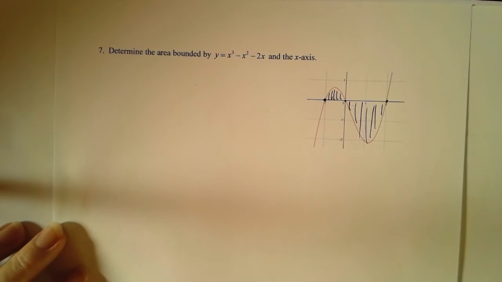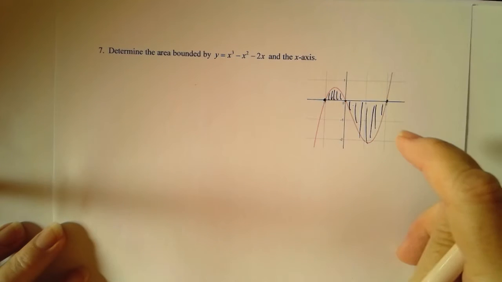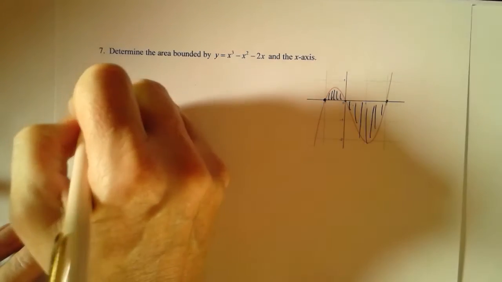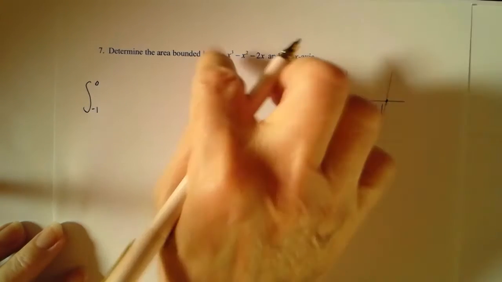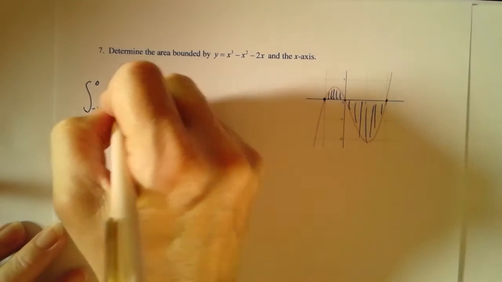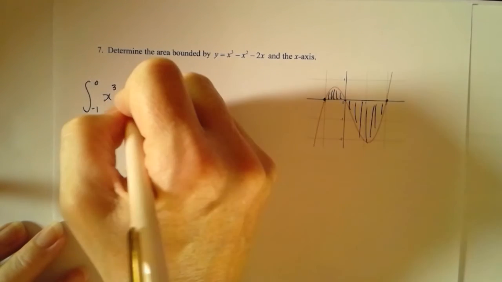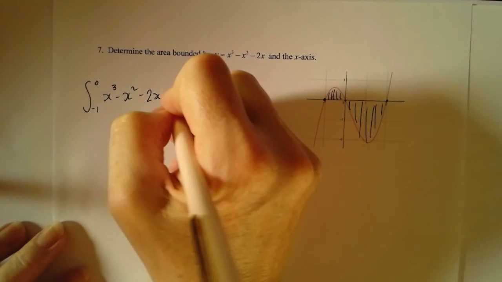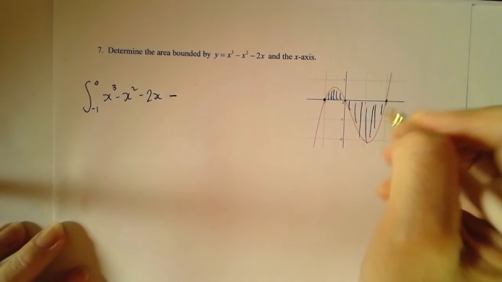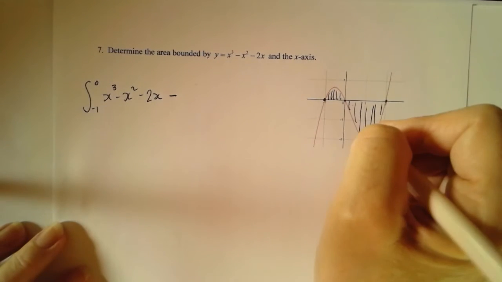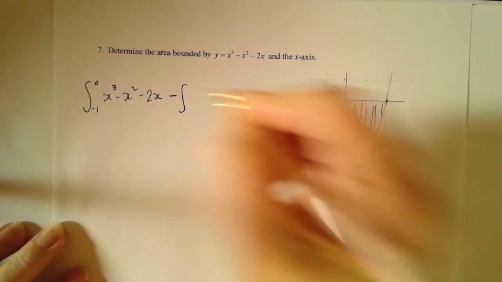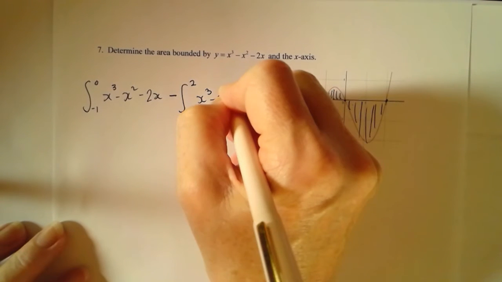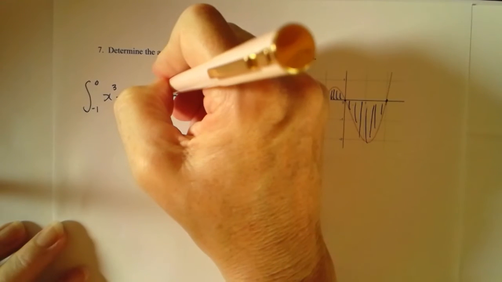And so I need to set up two integrals because this one's going to be positive area and this one's going to be negative. So I need to say, okay, the first integral goes from -1 to 0 of this function, x cubed minus x squared minus 2x. And then that's going to be negative, so instead of adding that area on, I'll subtract it, so it's minus a minus, if you get my point, from 0 to 2 of x cubed minus x squared minus 2x. I should have had dx in here, sorry, dx.